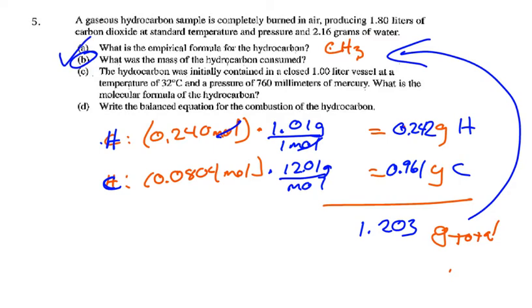I forgot to check for sig figs. All the information's coming from up above and from the previous step, and those had 3 sig figs in it, so we probably should do 3 sig figs here. So I'm going to say 1.20.